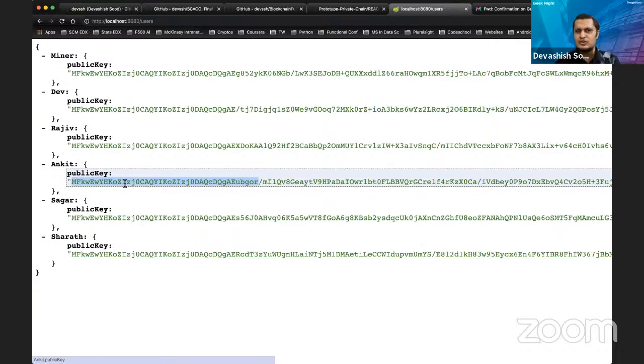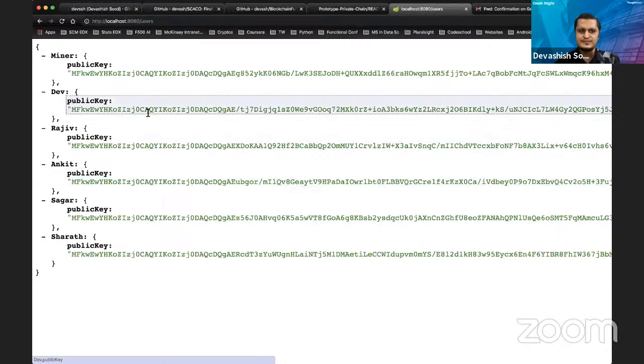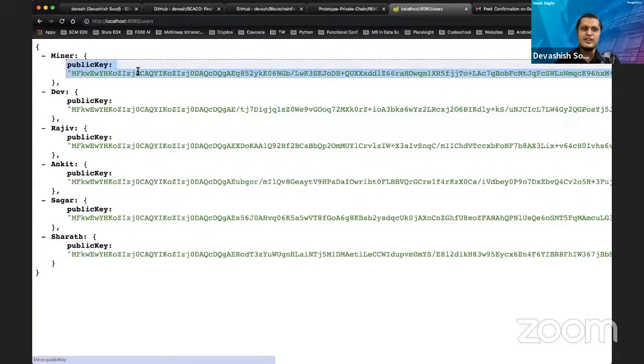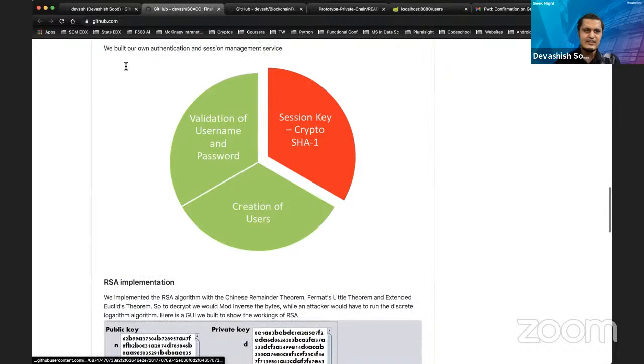So the first thing that will happen from a crypto sense is you will be using some algorithm like RSA or ECDSA, elliptic curve cryptography, and you'll be creating a public-private key pair. So this public-private key pair will be created.